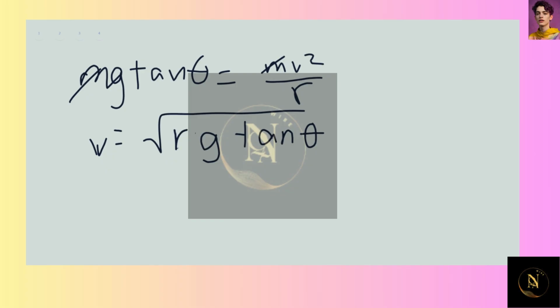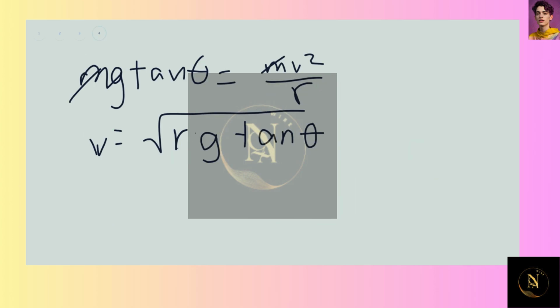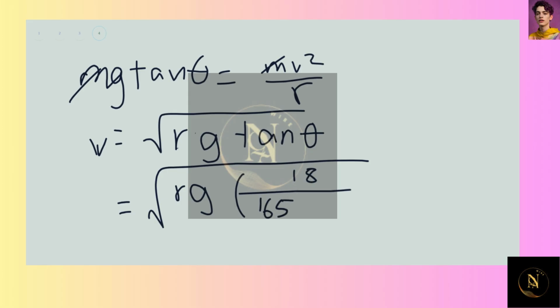All right, well, how do we know what tan theta is? Well, let's go back to our drawing. We know that the height of this banked curve is 18 meters, as you can see here. And for the first part, when we're looking at the smallest possible velocity at which the car can move around the curve, we're going to be looking at the difference between these two radii, 165 and 112. So that means that because tan theta is the opposite over the adjacent side, we're going to have rg times 18 over 165 minus 112.